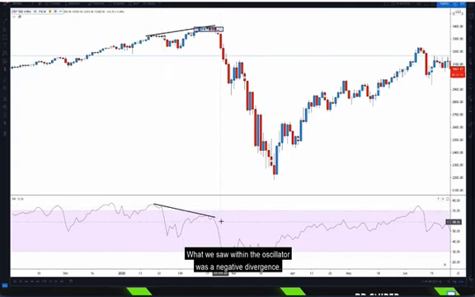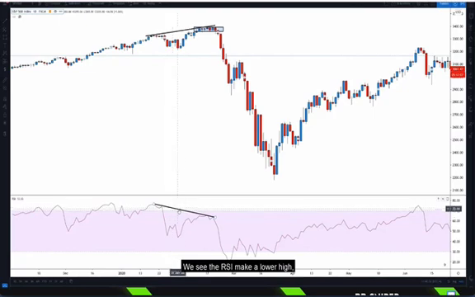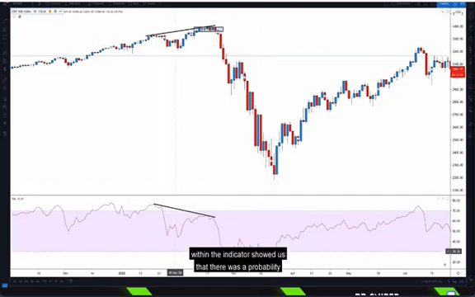What we saw within the oscillator was a negative divergence. We see the RSI make a lower high, while price action made a higher high. And this example of negative divergence within the indicator showed us that there was a probability that that sell-off we see could be happening.